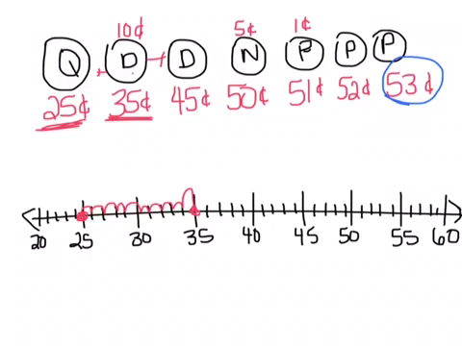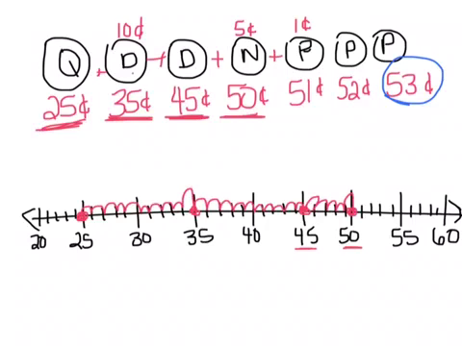Plus 10 more. So I'm going to hop 10 more times. 1, 2, 3, 4, 5, 6, 7, 8, 9, 10. Right here. And look, this number right here matches exactly what we said. Now, because we have a nickel next, we're only going to hop 5 this time. So we're going to go 1, 2, 3, 4, 5. And look, 50 matches our 50.